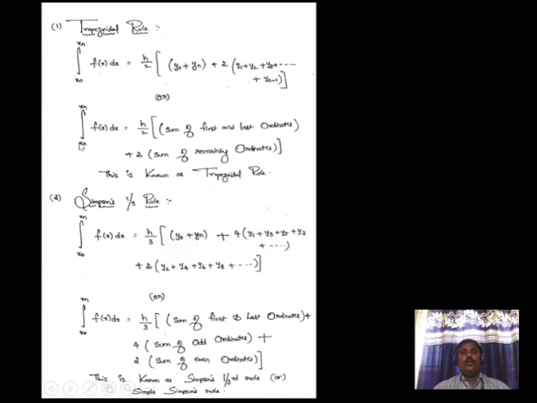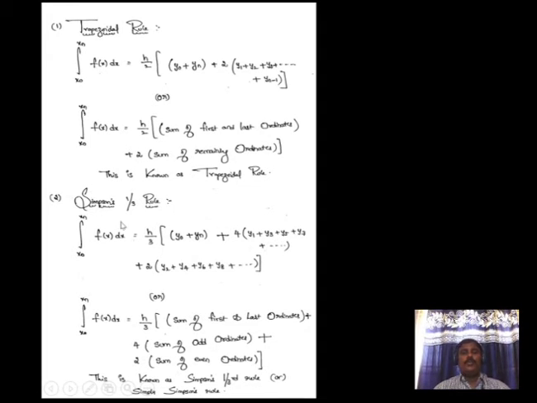Number one, trapezoidal rule. The formula for the trapezoidal rule is integral x naught to xn f of x dx equal to h by 2 into the sum of first and last ordinates plus 2 into the sum of remaining ordinates. That means here we take the first and last ordinates, or values, plus 2 into the sum of the remaining values, that means the in-between values. So this is the formula for the trapezoidal rule. We can write it in words also like this.